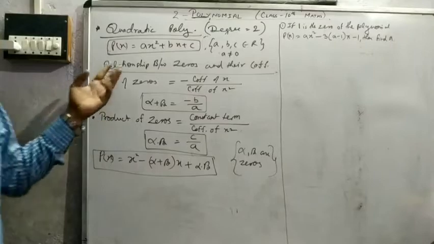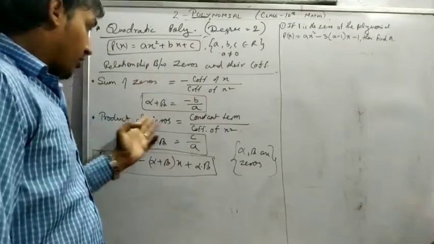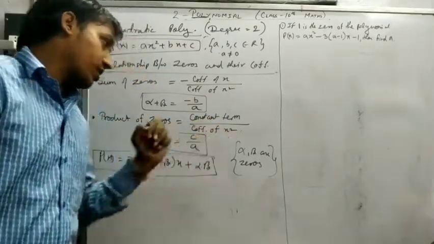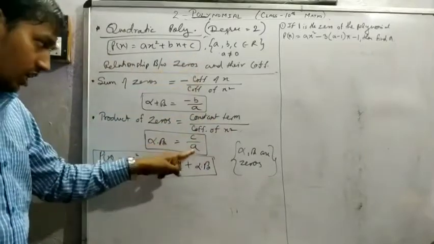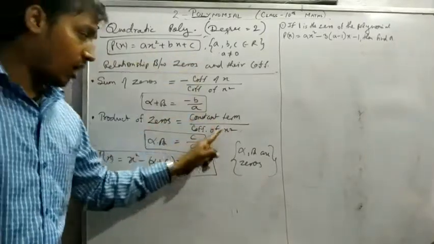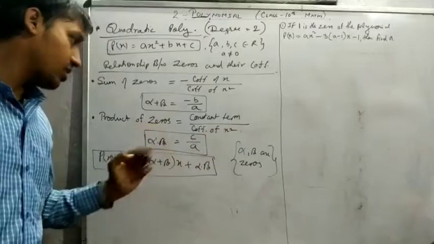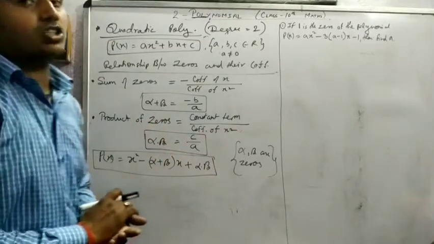Second relation, product of zeros is the constant term upon the coefficient of x square. Constant term means c, upon the coefficient of x square, a. Product means alpha and beta, where alpha and beta are the zeros.